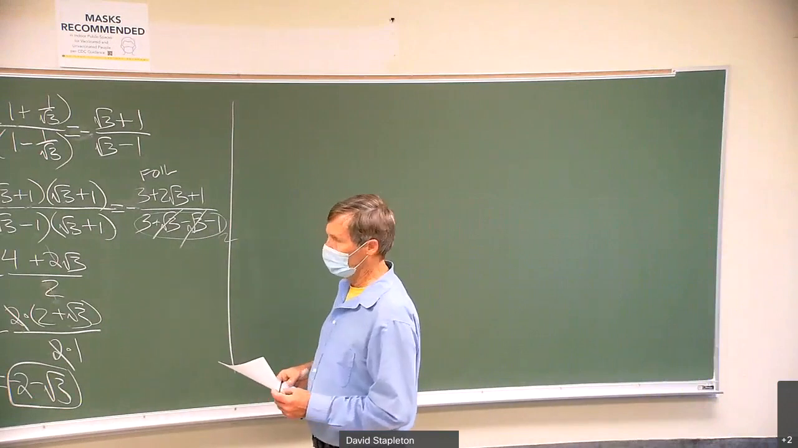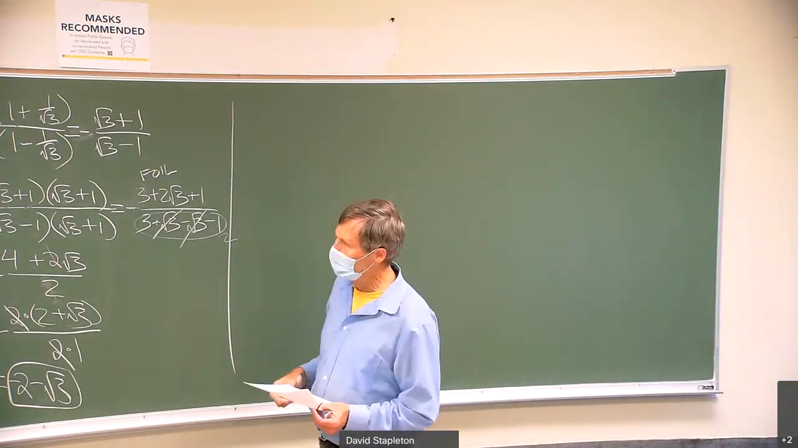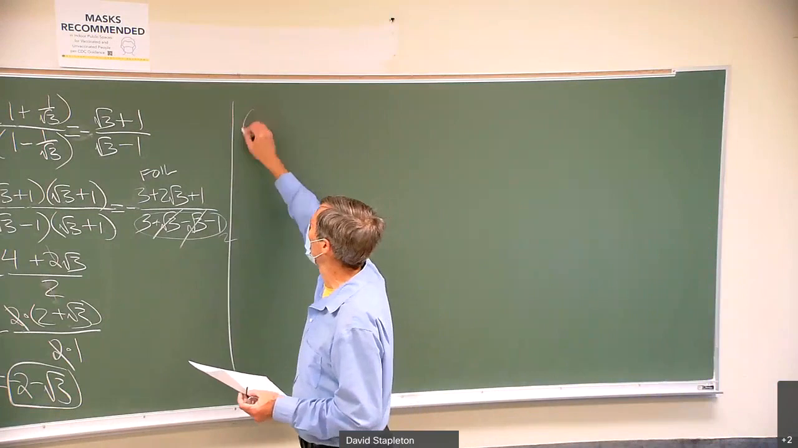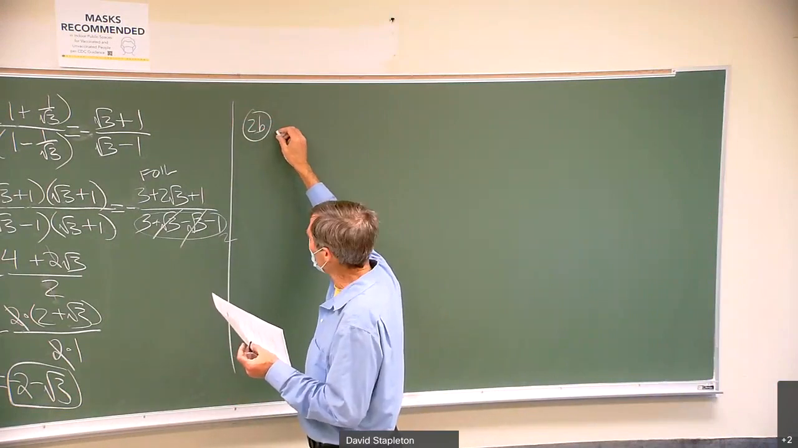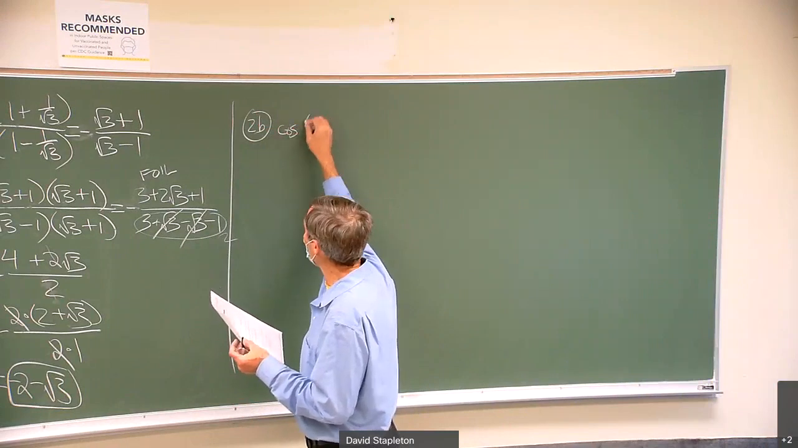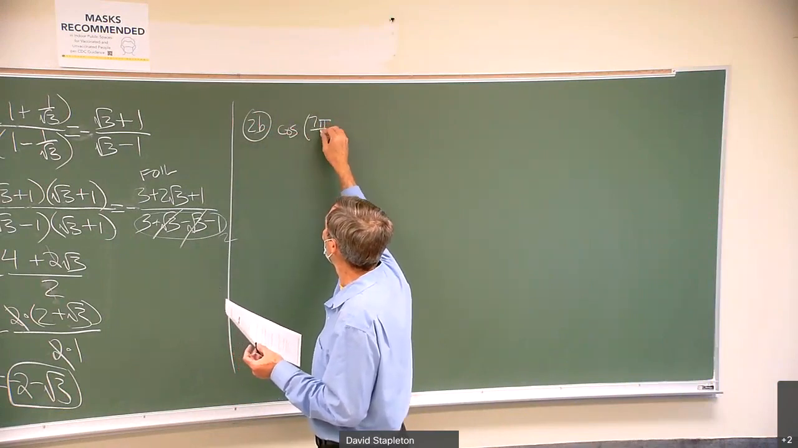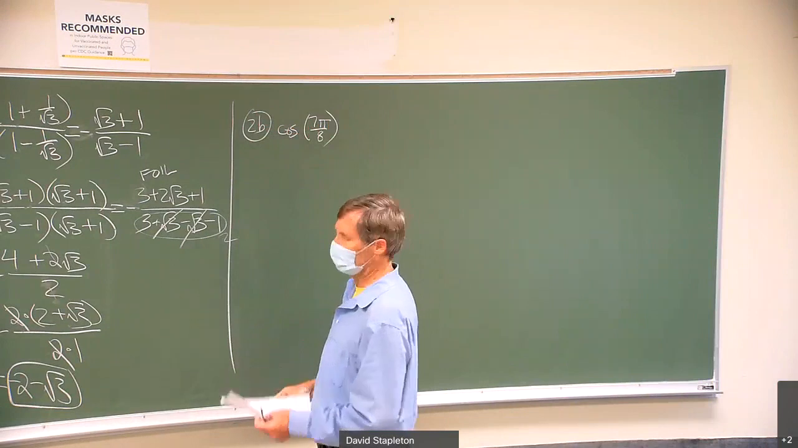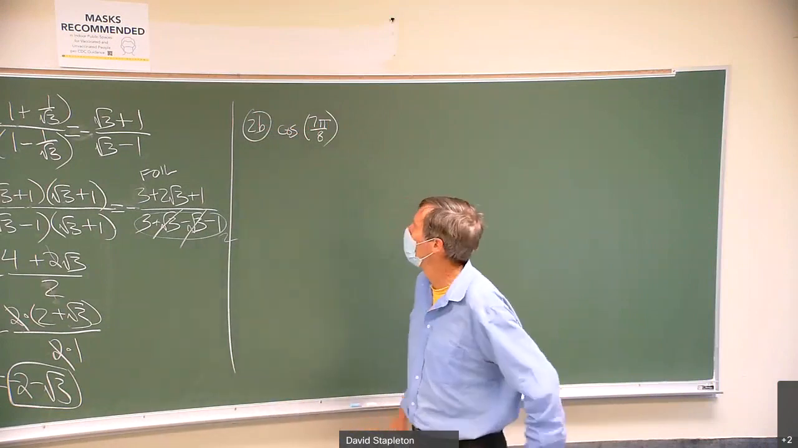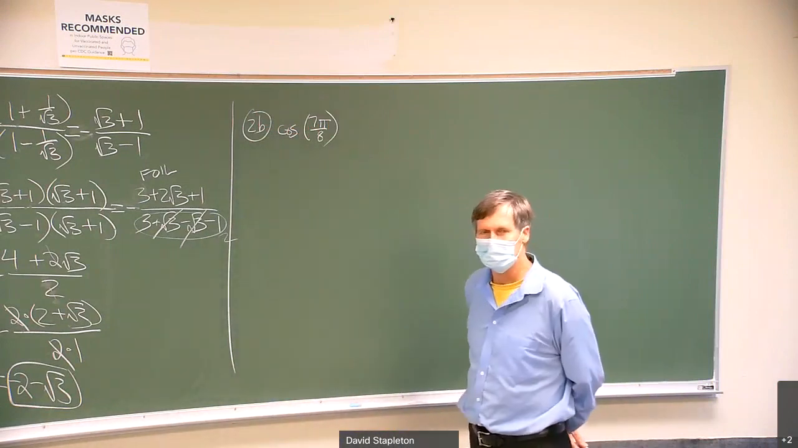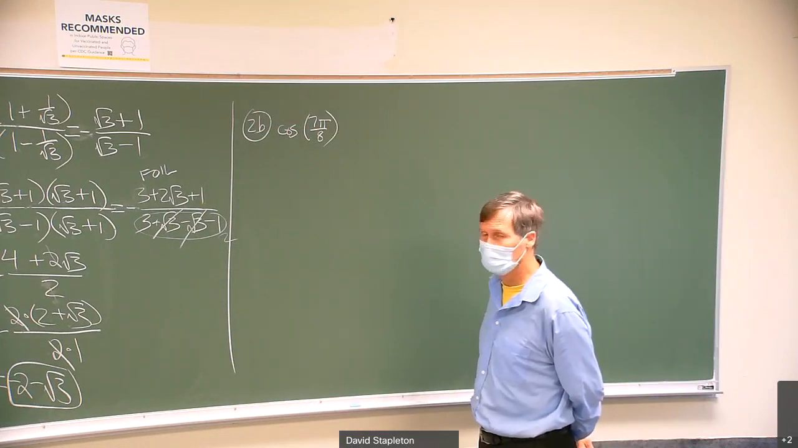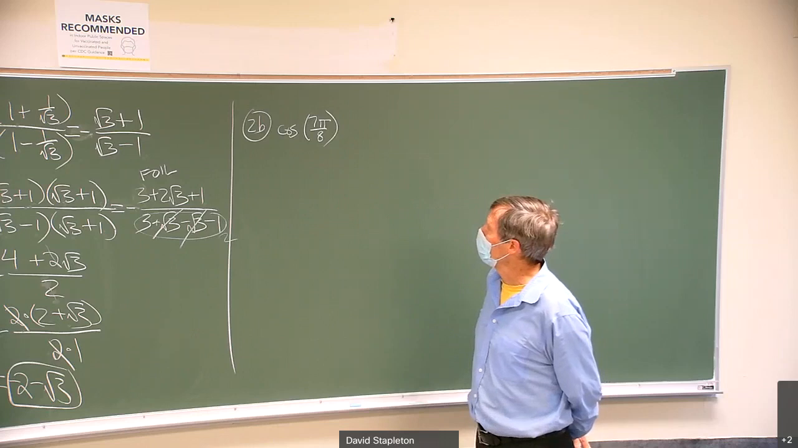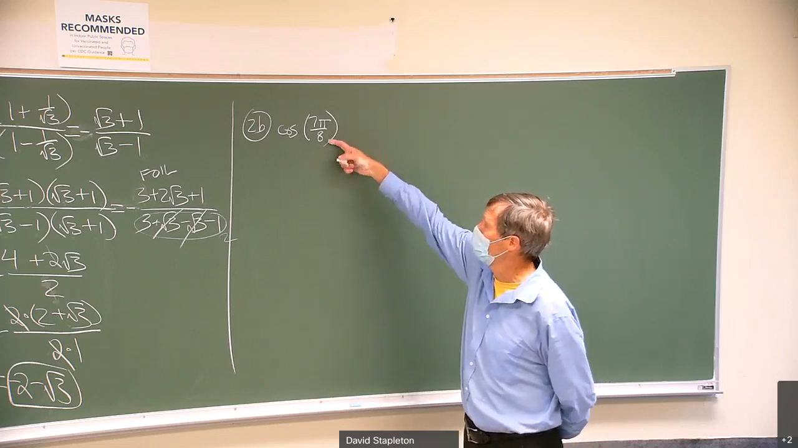There's another way to do that, with the half angle identity. Rather than do it on this one, I'm going to do it on the next one. I'll look at 2b here. Find the exact value of cosine 7 pi over 8. How do I know I can do this one exactly? Actually, it's not a multiple of 15 degrees, right? 15 degrees is pi over 12. This is not a multiple of pi over 12.